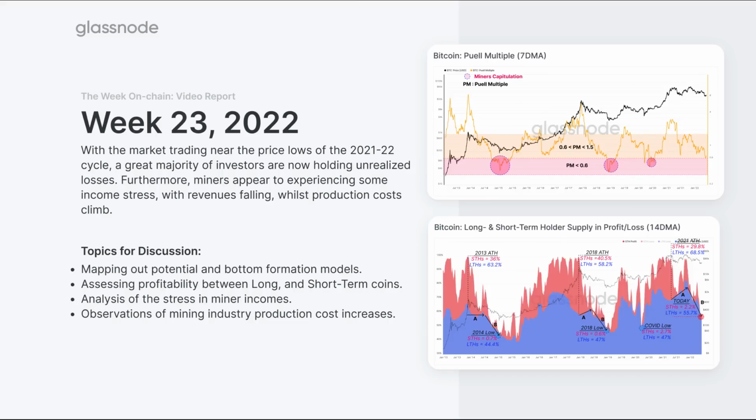So what we're going to start with is mapping out some potential bottom formation models to give us a bit of a gauge on where we are in the cycle. We're going to assess this profitability of long and short-term coins, and then we're going to transition to look at this stress in the mining income space and just look at a couple of metrics that really describe this dynamic in more detail.